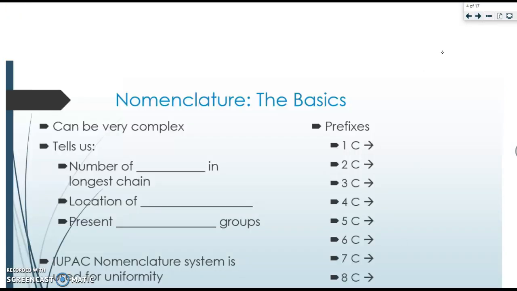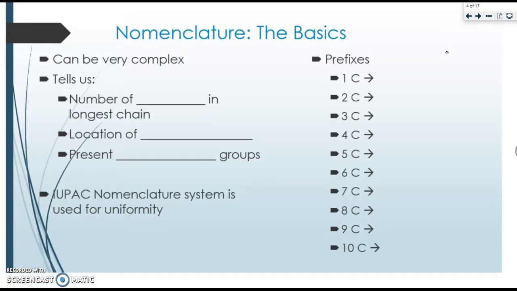Let's talk about some of the basic nomenclature properties and rules. These can be pretty complex. We're going to focus only on the alkanes. The name is going to tell us the number of carbons found on the longest chain. In addition to the number of carbons in the base, it's going to tell us the location of different branches or side chains. And naming can also be used to identify the types of functional groups things have. We'll talk more about those later. The IUPAC nomenclature system is going to be used across the world for uniformity.